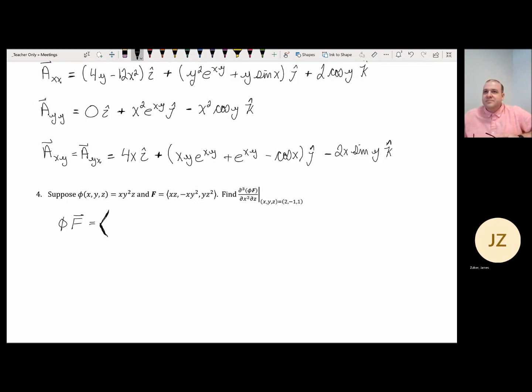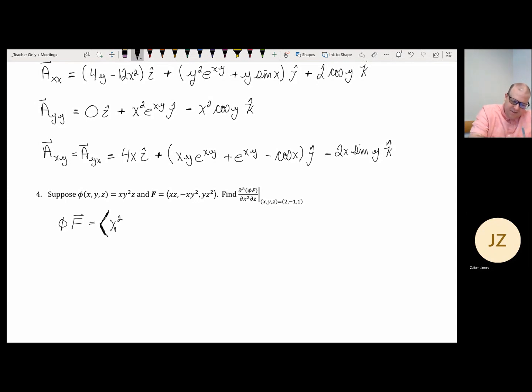Not just the dot product. So that's dot product, also called scalar product. We're doing scalar multiplication. Don't you just multiply each component by the scalar? So we're going to get what?